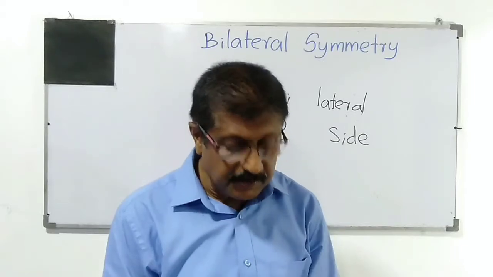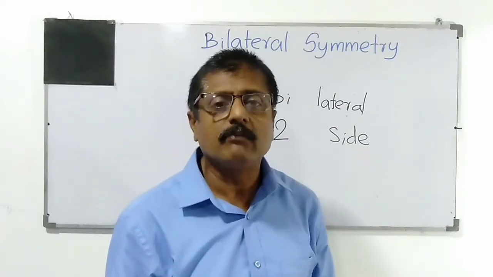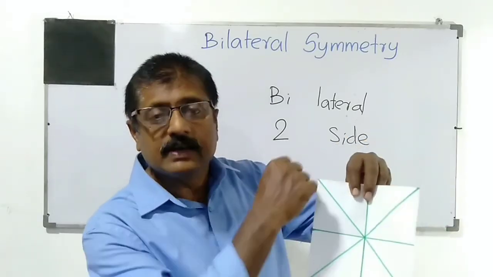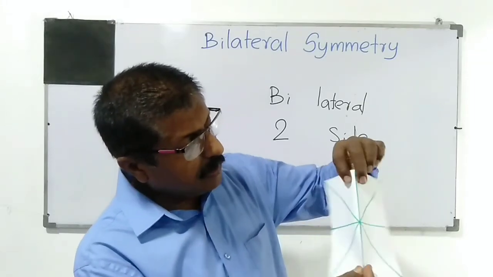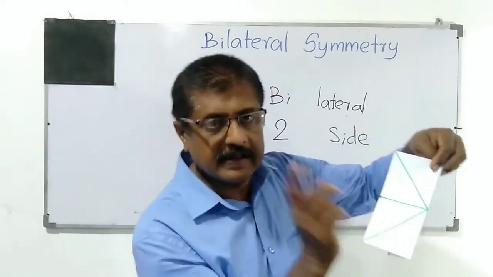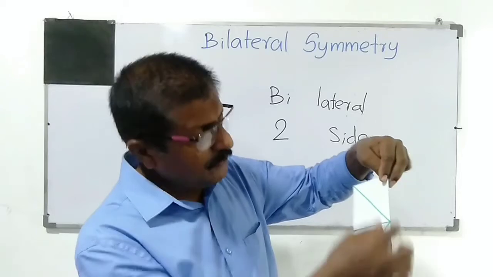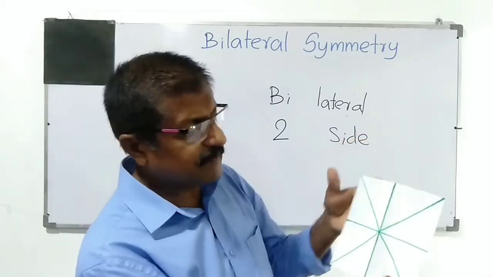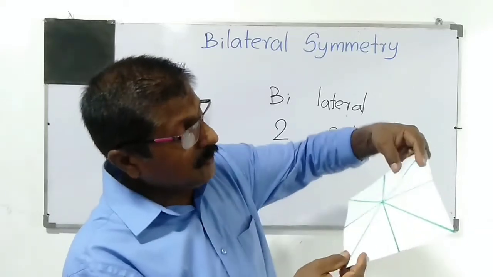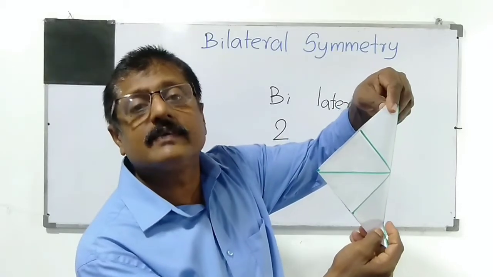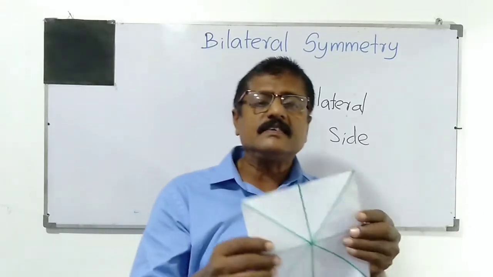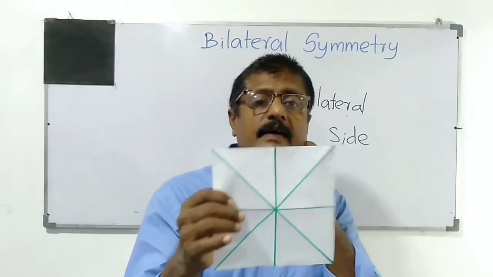Then, let me take a square. What is a square? All the four angles are right angles and all the four sides are equal in length. Here you are. Along this line you can fold like that to coincide. Therefore, this is an axis of bilateral symmetry. This one, that is another axis of bilateral symmetry. Diagonal, this one, that also is an axis of bilateral symmetry, and so is this one. So how many axes of bilateral symmetry has a square got?